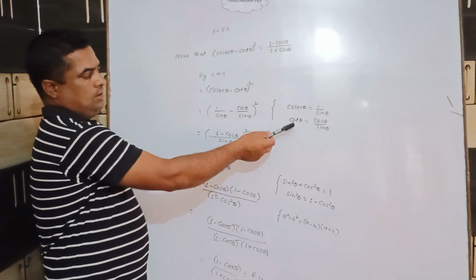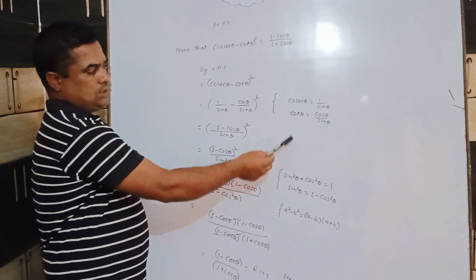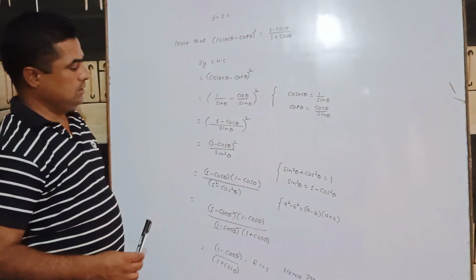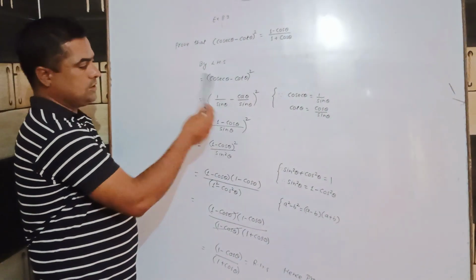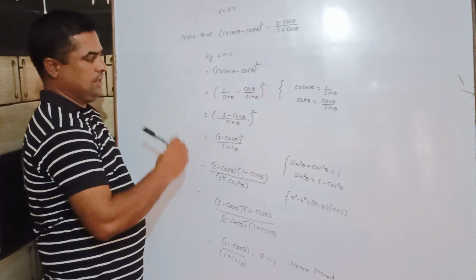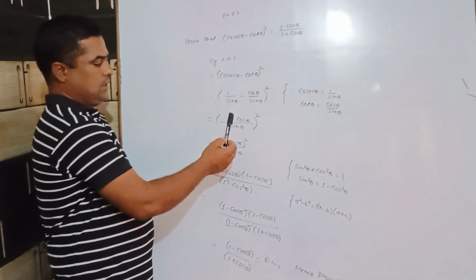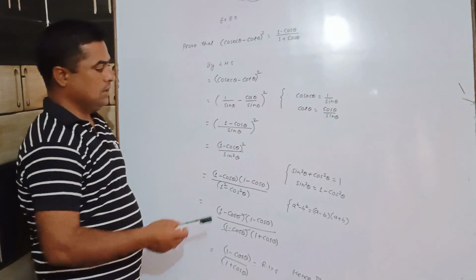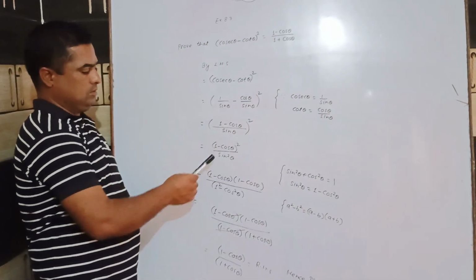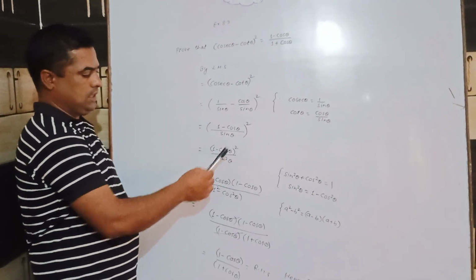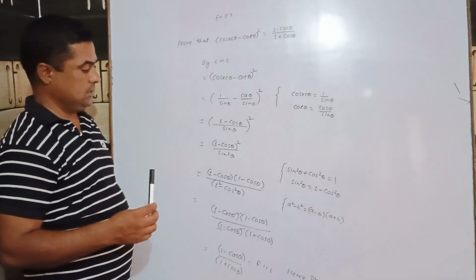We have written here cosec theta equals 1 upon sin theta and cot theta equals cos theta upon sin theta. Both the denominators are the same, so the LCM will be sin theta. In the numerator we will write 1 minus cos theta upon sin theta, whole square. We are taking the square of both the terms: (1 minus cos theta) whole square upon sin square theta.